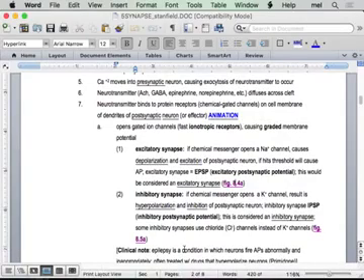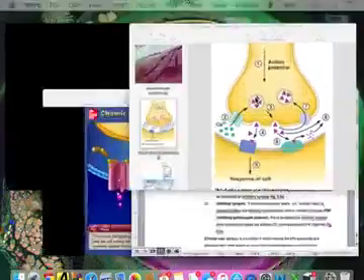Inhibitory, yes, because it's hyperpolarizing. Postsynaptic, that's where it occurs. Potential, because it's a membrane potential. Does that make sense? So we've got EPSPs and IPSPs. So can you understand that?